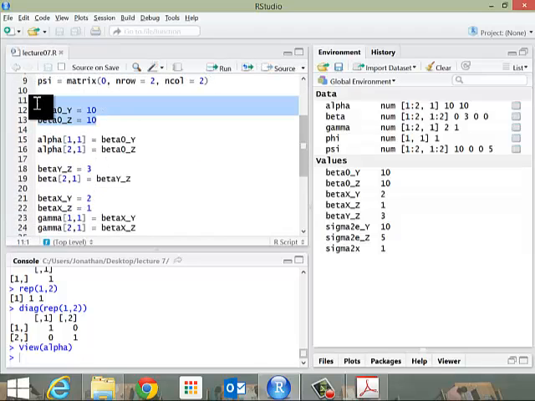Here's alpha. Alpha is our matrix of main effects, or sorry, our intercepts. So for instance, I'm just plugging in values. Beta 0y, beta 0z, I'm going to just plug in at 10 just for the heck of it. I want to show you how this works to give you a covariance matrix, right?